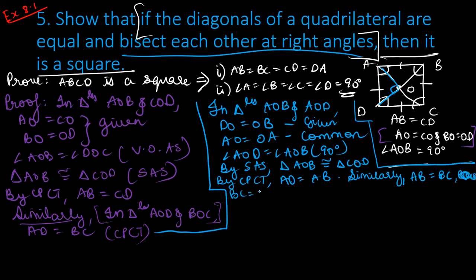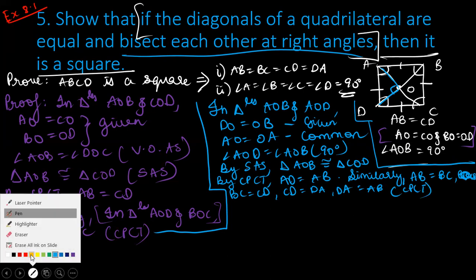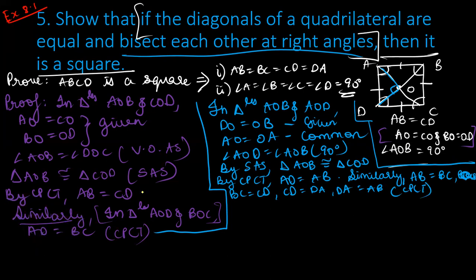BC is equal to CD, then CD is equal to DA, and DA is equal to AB. Okay, all because of CPCT. Now I'm going to take three equations. Which are the three equations? This number 1, this number 2, and this number 3, meaning from by CPCT till this number 3 I'm taking.